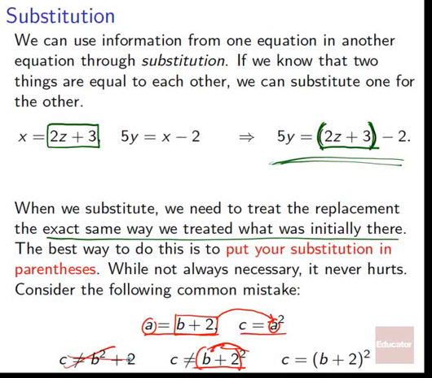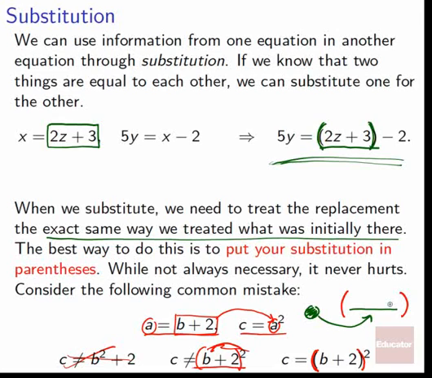The thing that we have to do is we have to have it in parentheses. The parentheses cause us to treat that a the same way that we are going to treat b plus 2. A squared, since a is equal to b plus 2, all of a has to be squared. All of that b plus 2 has to be squared. And the way that we get all of it is by putting it in parentheses. So whenever you're substituting something in, make sure that whatever is getting substituted in gets plugged inside of parentheses.